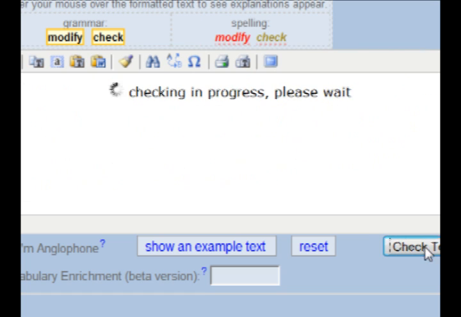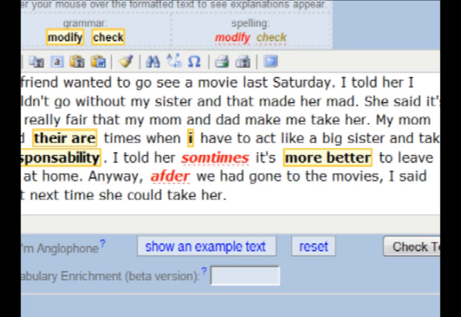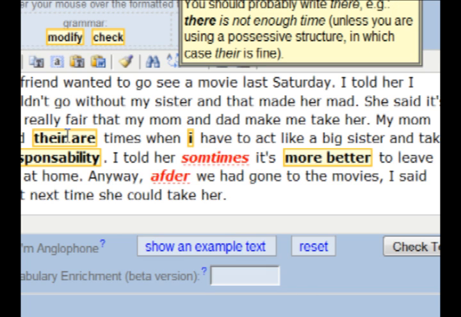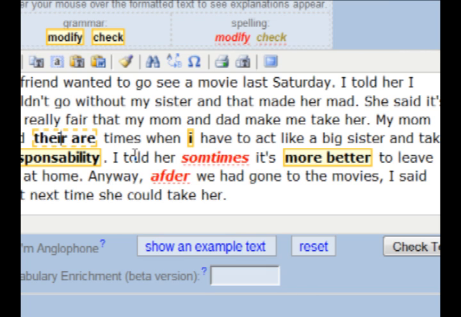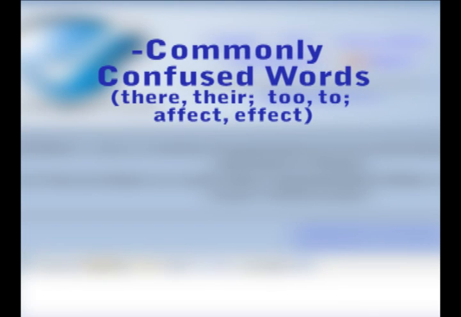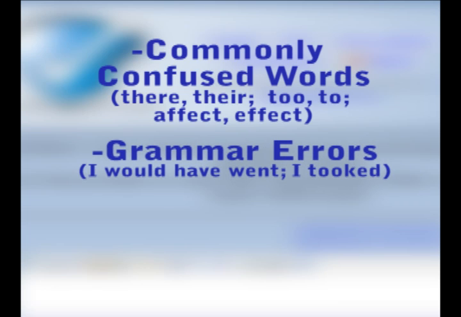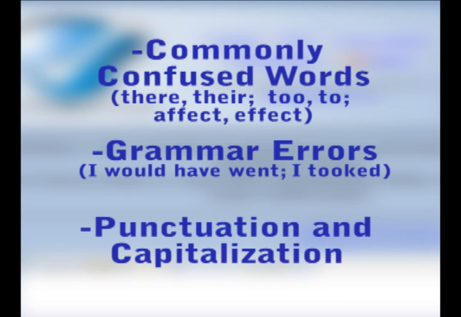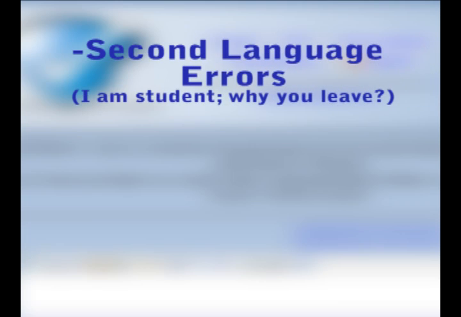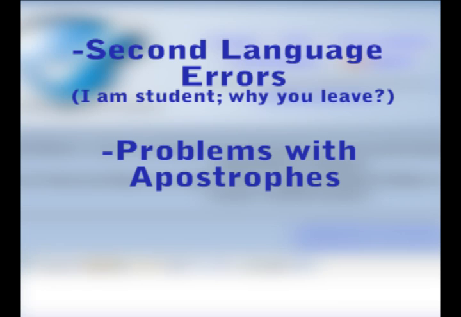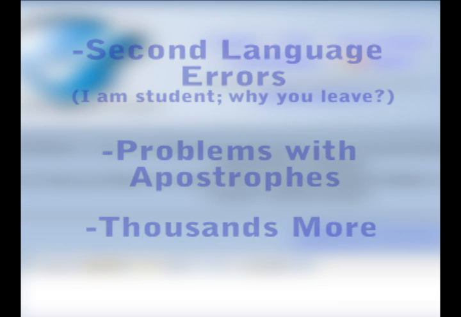What kind of errors does the site catch and explain? While no grammar checker will identify 100% of errors, SpellCheckPlus Pro catches the vast majority and is particularly adept at finding high-frequency errors and second language problems. For example, commonly confused words, such as there, to, affect, grammar errors, like I would have went, I took, problems with punctuation and capitalization, second language errors like I am student, why you leave, problems with apostrophes, and literally thousands more.